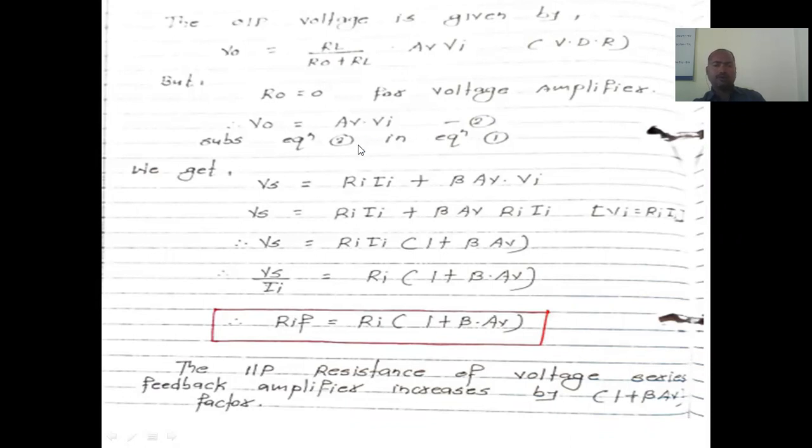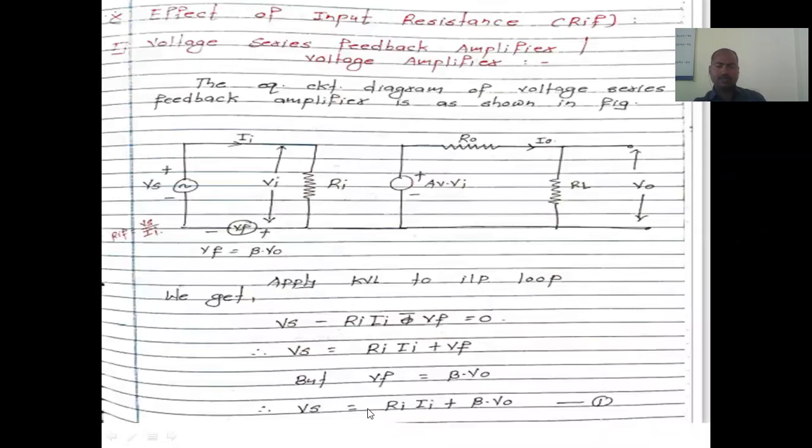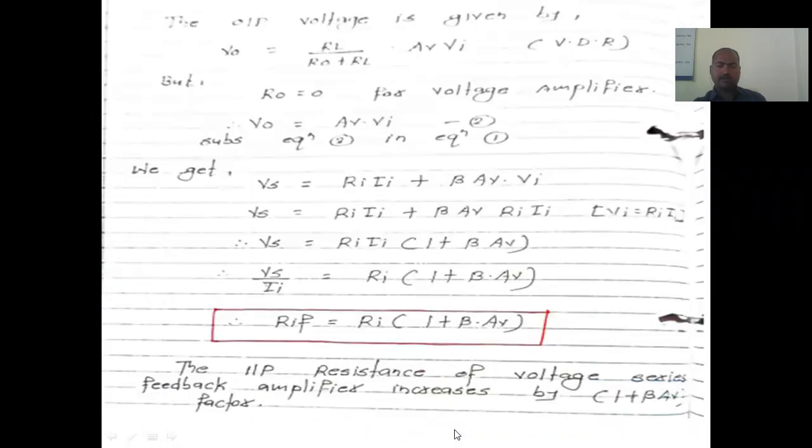Now we have to substitute whatever term comes from equation number 2 into equation number 1. See equation number 1: Vs is equal to Ri into Ii plus beta into V0. We write V0 here. Vs is equal to Ri into Ii as it is.